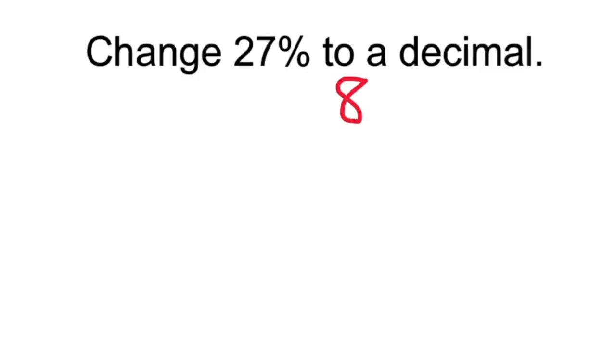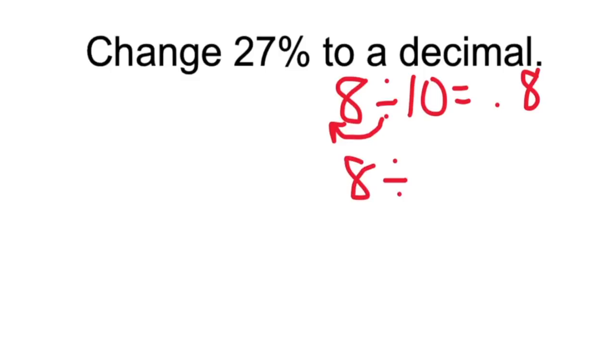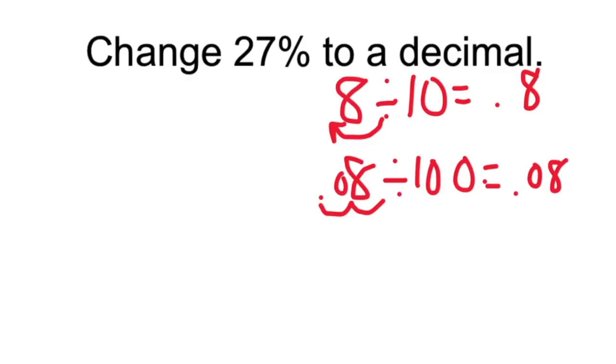Change 27% to a decimal. It helps to think about division by 10 and division by 100. When you divide 8 by 10, that moves the decimal place to the left once. It's 8/10. If I divide 8 by 100, it always moves the decimal place to the left twice, and that makes it 8/100. We're going to use that same idea when we change percents to decimals.